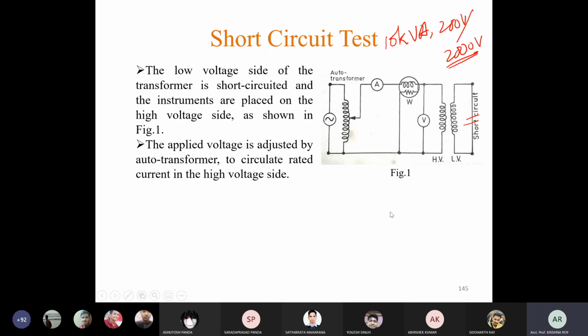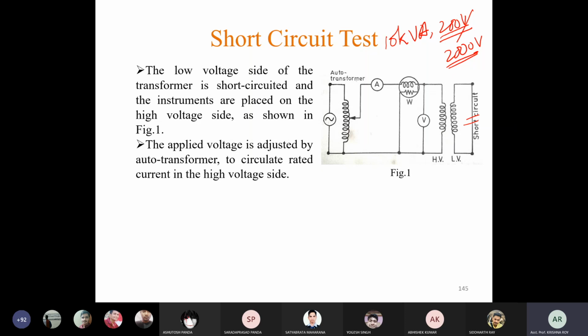Now how much voltage we have to apply here to perform this short circuit test? In case of low voltage side, to read rated copper loss, to read rated core loss, we had to apply rated voltage, that is 200 volt. Now what would be the applied voltage in case of this short circuit test? See, short circuit means this is a low resistance path, or we can say no resistance path. So if we apply a very small voltage, then there will be a very high current.